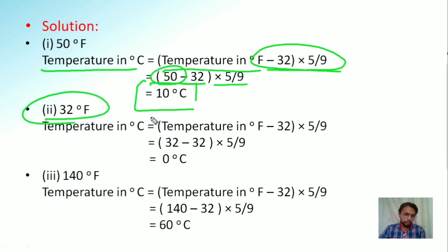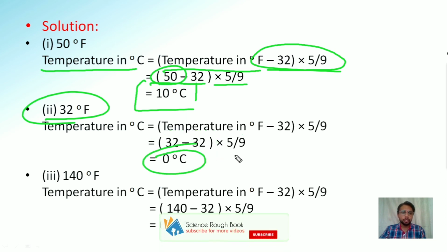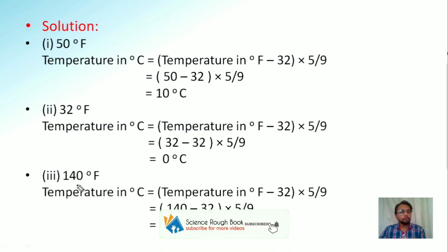Same with the 32 degree Fahrenheit, temperature in Fahrenheit minus 32 into 5 by 9, answer is 0 degrees Celsius. Now how is it possible that it is 0 degrees Celsius? Because here temperature is already given as 32 degrees and you are subtracting 32 only, then into 5 by 9 is not possible because already it is 0 and 0 into anything is 0, then answer coming out to be 0 only.